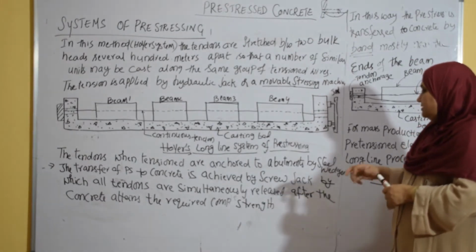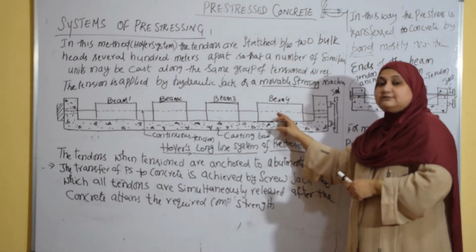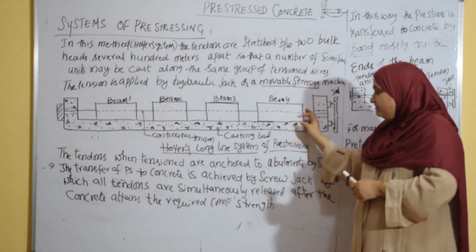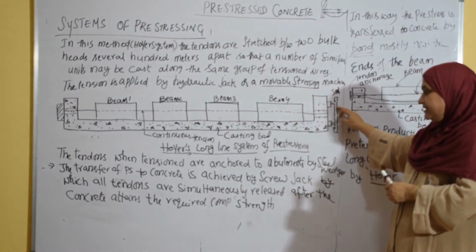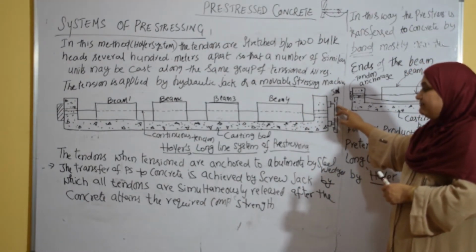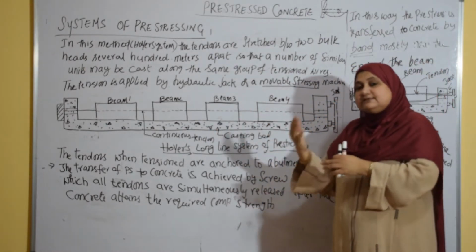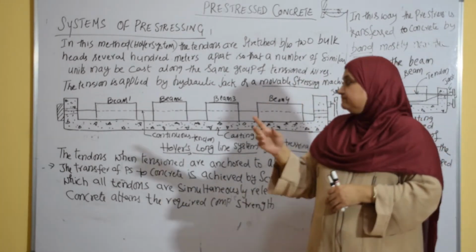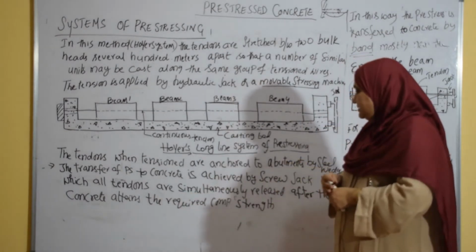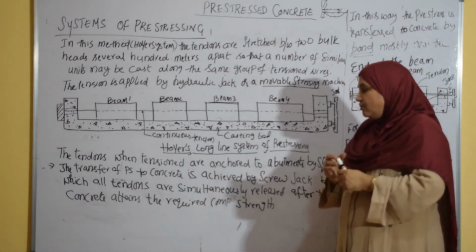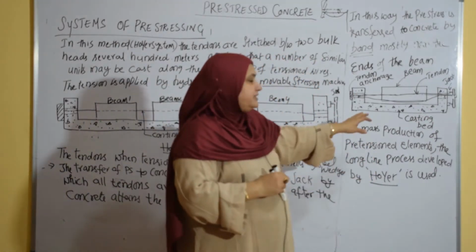How? By screw jack. Whatever tension you have introduced in the tendon will be transferred to the concrete by screw jack, by which all the tendons are simultaneously released. Once this is transferred to the concrete, all the tendons will be released simultaneously after the concrete attains the required compressive strength. Okay, similar to a unit type.